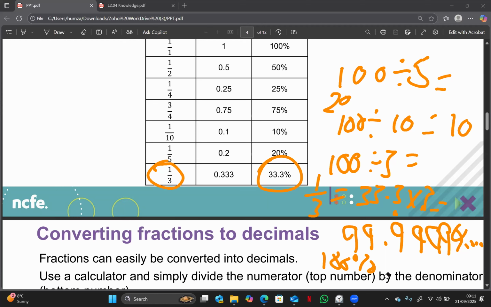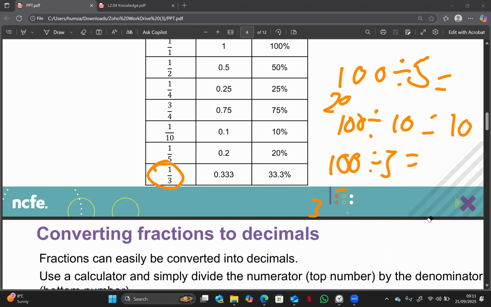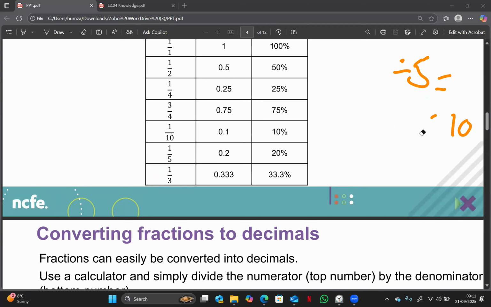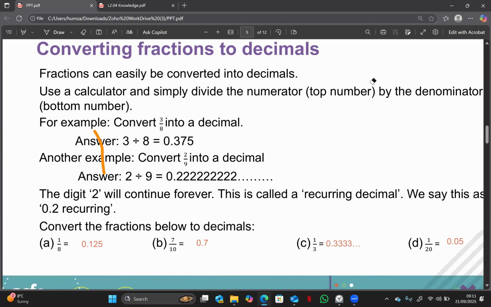Okay. Cool. So the next one is converting fractions to decimals. A fraction can be easily converted into a decimal. Use a calculator and simply divide the numerator by the denominator. So the top number by the bottom number.